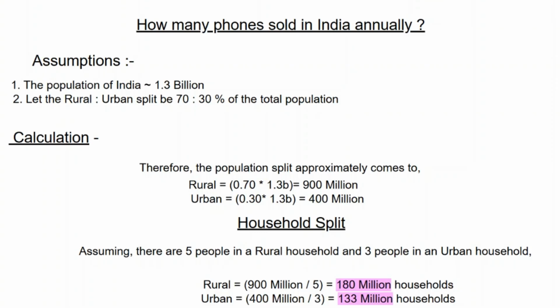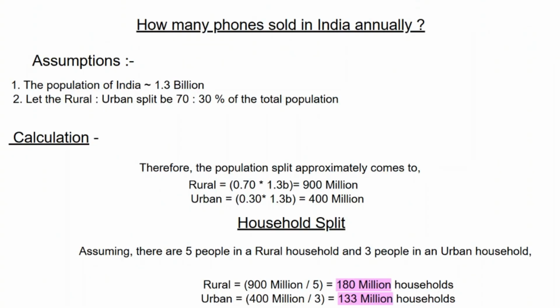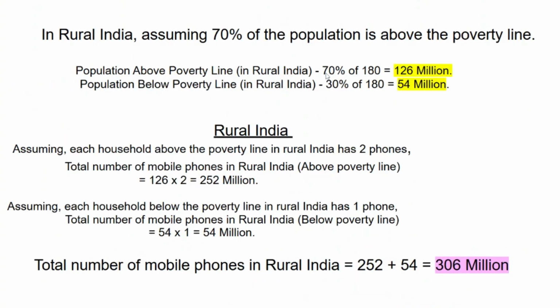But to make it much more accurate, let's also split it according to the poverty line. In rural, let's assume that 70% of people are above the poverty line and 30% are below the poverty line. Let's calculate the households which are above the poverty line, which is 70% of the total households in rural, which we calculated as around 180 million. So 180 million households times the percentage above the poverty line gives us the total households above the poverty line, which is 126 million. Similarly, total households below the poverty line is 54 million. This is for rural only.